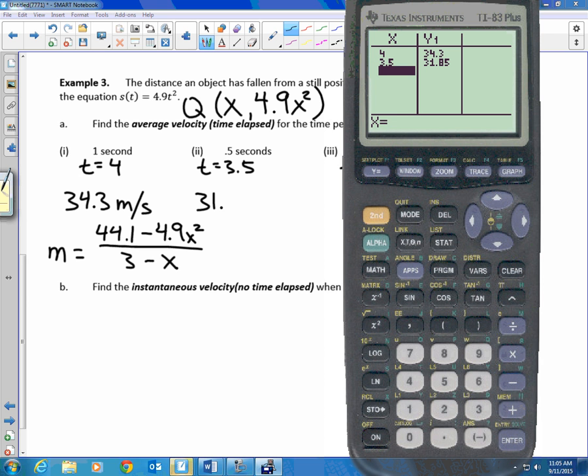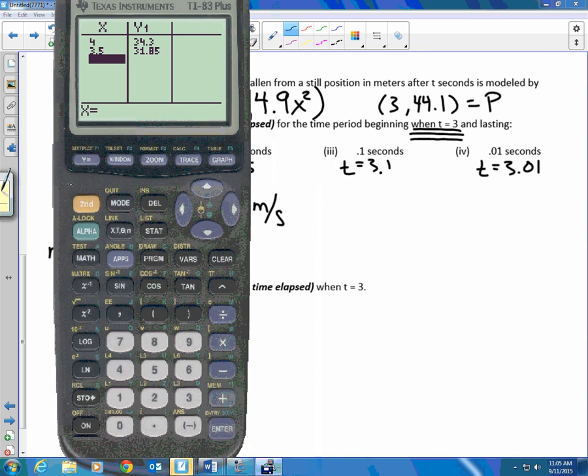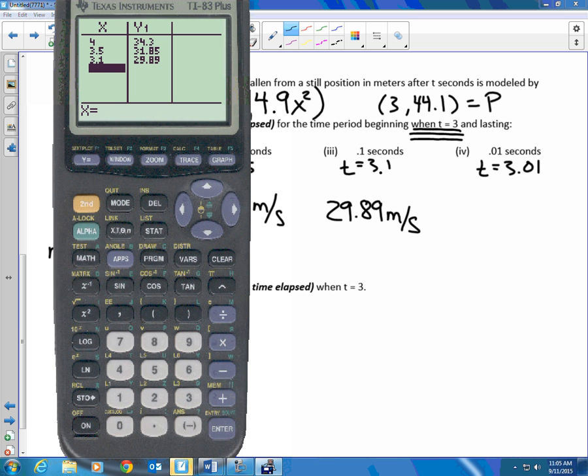Now what? We do 3.5: 31.85 meters per second. You have to have the label. If you don't write the label on the AP exam, they take a point off. 3.1: 29.89. And 3.01: 29.449.